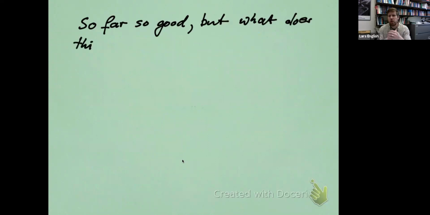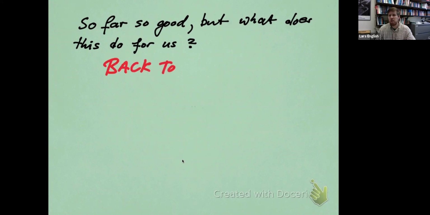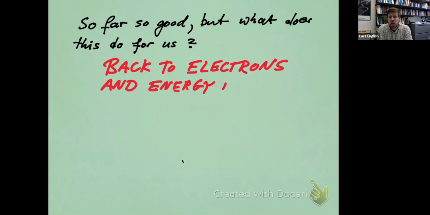So far so good, you might say, but why are we doing this? What is it really good for? What is it doing for us? And that's always a fair question in physics. So we have to go back to the electrons themselves that we're trying to model here and their energy bands. We have to make that connection.